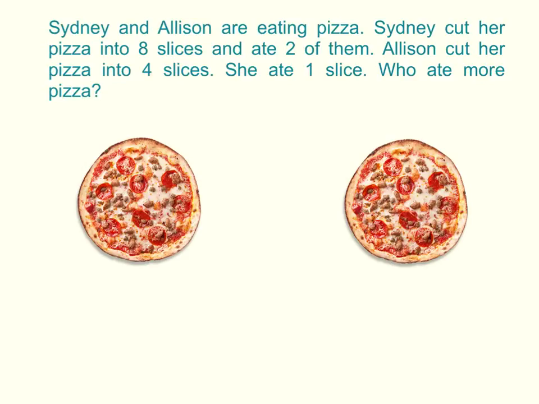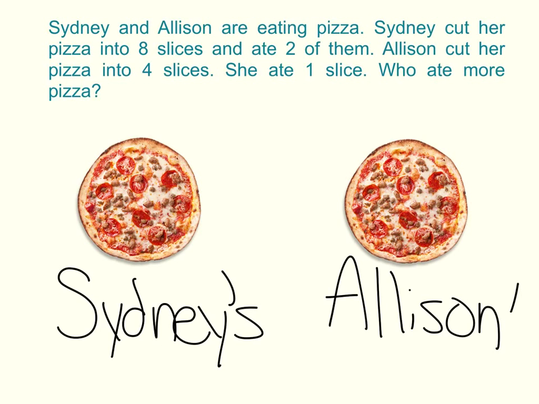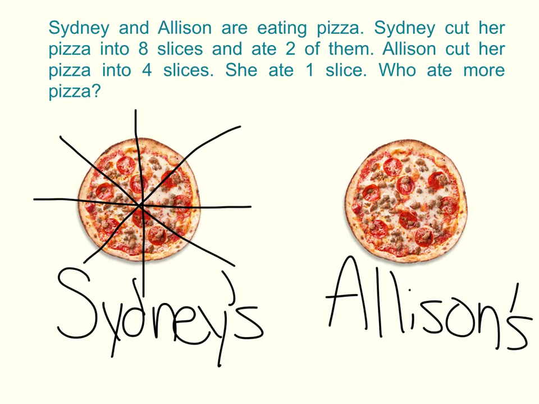Sydney and Allison are eating pizza. Sydney cut her pizza into 8 slices and ate 2 of them. Allison cut her pizza into 4 slices. She ate 1 slice. Who ate more pizza? Okay, so let's call this pizza Sydney's. And this one, Allison's. It said in the problem that Sydney cut her pizza into 8 slices, so let's go ahead and do that. And that Allison split her pizza into 4 slices.